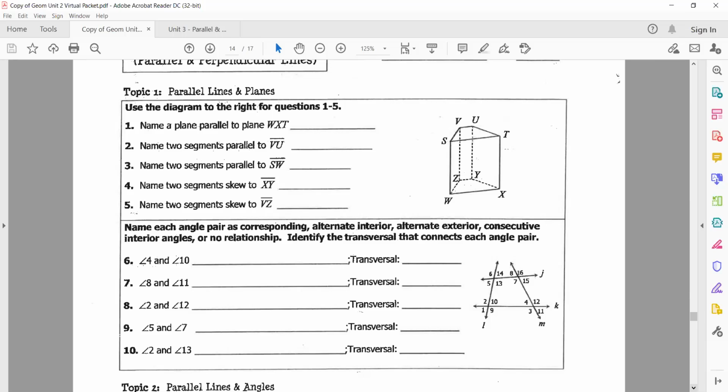So now that you've identified the transversal, are those 2 angles on the same transversal? Yes, they are. So once you know the transversal, you've identified the fact that they're both on the same transversal, now you can look and see what relationship they are in, if any. Where do you go next? Well, they're not interior, right? They're not between J and K. They're exterior. Are they alternate exterior?